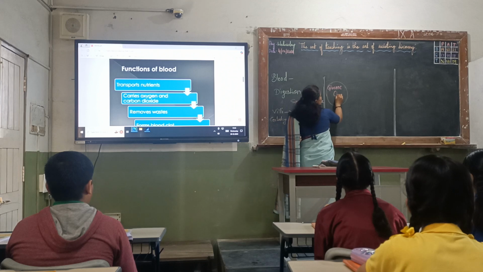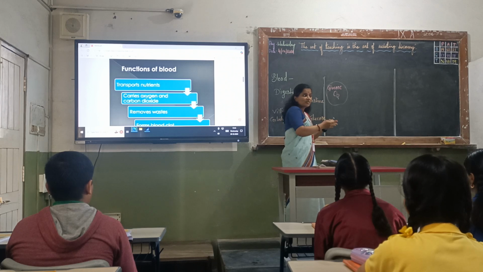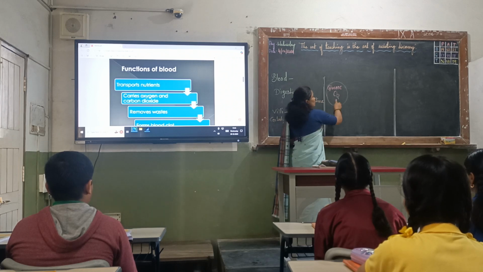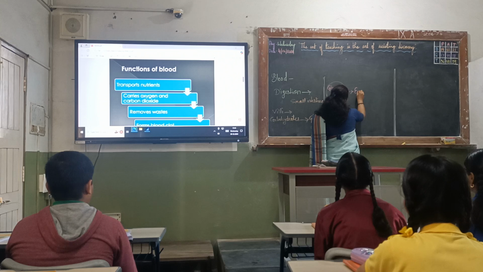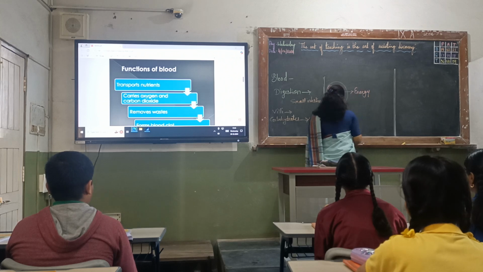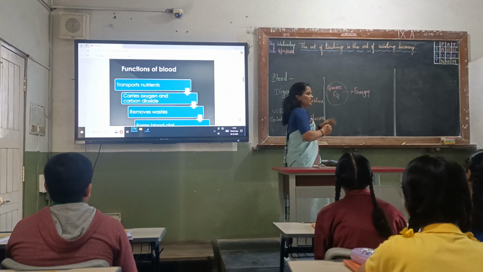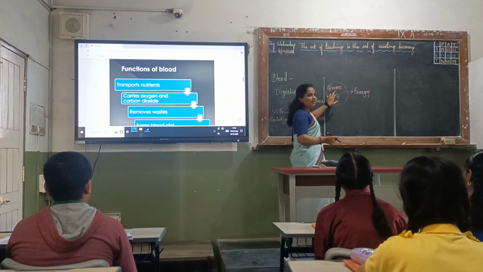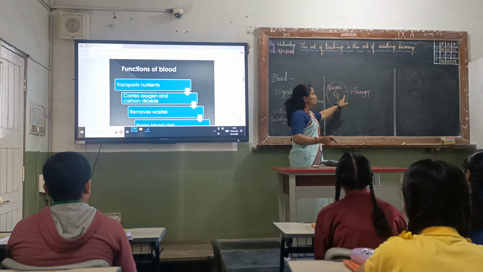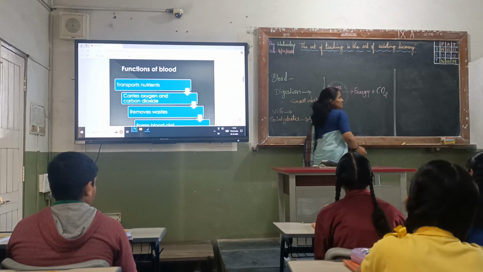Now what happens on reaching the cell? Already in the cells there is glucose. Then on reaching the cell, the oxygen breaks down that glucose and forms energy. So we have seen in the introduction part that food provides us energy. So how does food provide us energy? Understood? Nutrients reach the cell. One of the nutrients is glucose. On reaching the cell, oxygen is used to break that glucose into energy, and one byproduct, carbon dioxide gas, is formed.